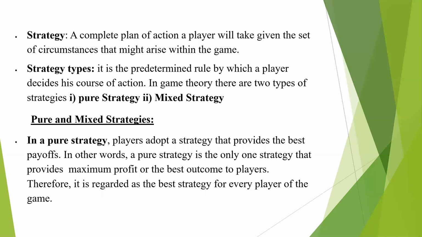Strategy. A complete plan of action a player will take given a set of circumstances that might arise within the game. Strategy types. It is the predetermined rule by which a player decides his course of action. In game theory, there are two types of strategies. Number one, pure strategy, and number two, mixed strategy.